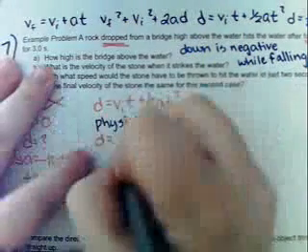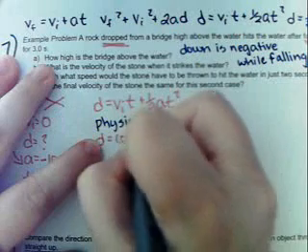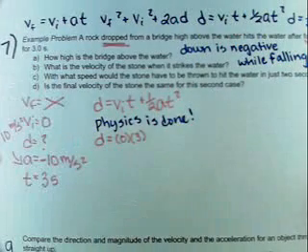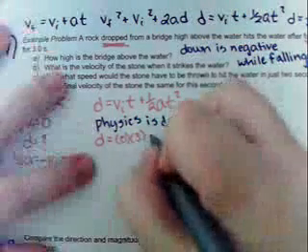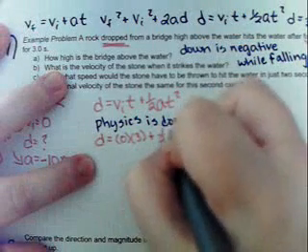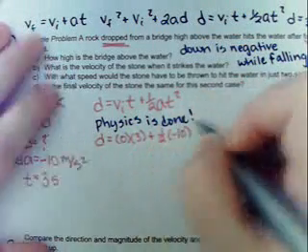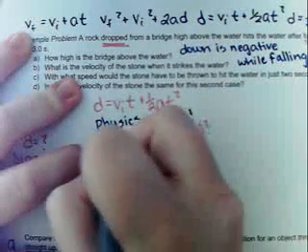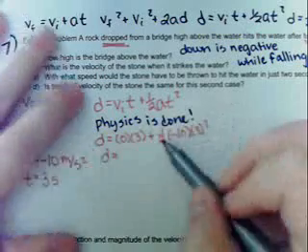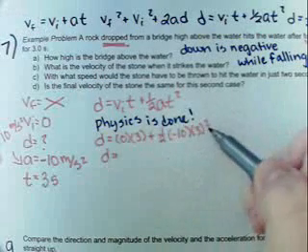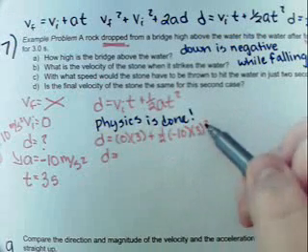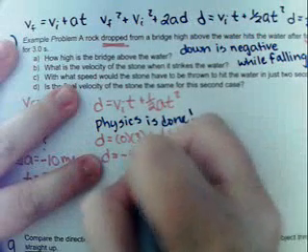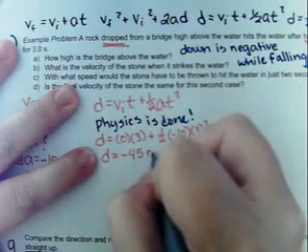We have 0 times 3. Please don't tell me that's 3, guys. I have very intelligent people do that far too often. Plus 1/2 of negative 10 times 3 squared. So 3 squared is 9. Negative 10 times 9 is negative 90. 1/2 of negative 90 gives me negative 45 meters.